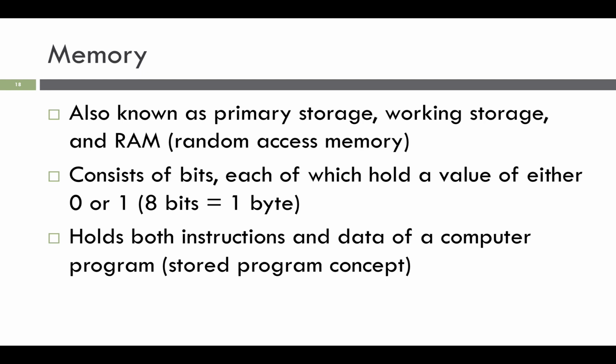The memory component stores the current operating instructions and the data for applications. The instructions from the software are sent to RAM or working storage so the CPU can process those instructions. RAM holds the data that the CPU is currently processing.